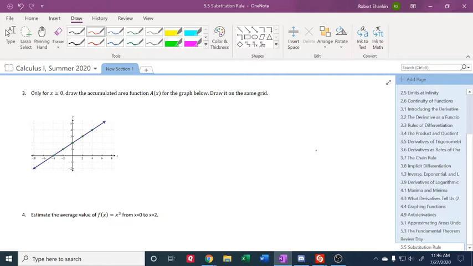So it's just going to be a real rough estimate of the accumulated area function. Don't want to use any geometry or anything trying to figure out areas. Just do a real rough sketch. Alright, let me have you stop.